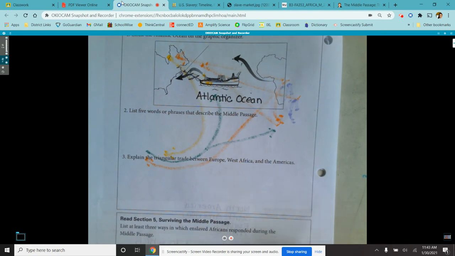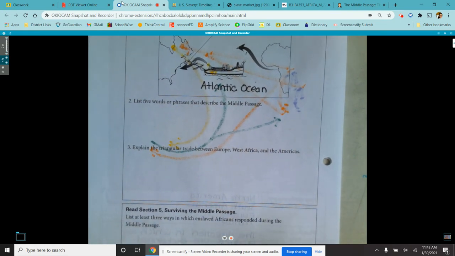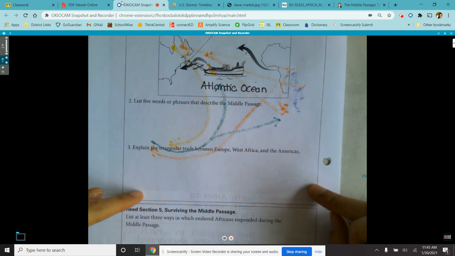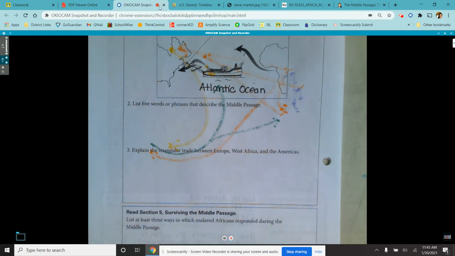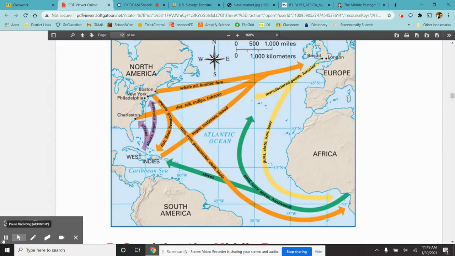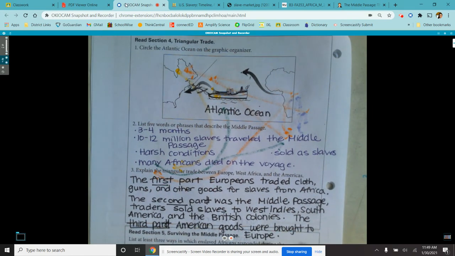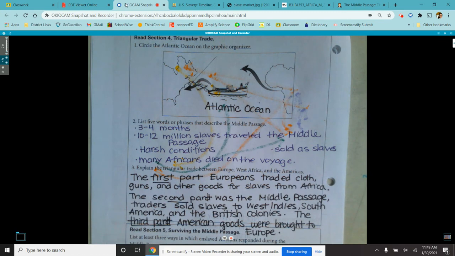List 5 words or phrases that describe the Middle Passage. Explain the triangular trade between Europe, West Africa, and the Americas. I think I'm going to jump to this question first, just because we just answered it on the previous page. It was more or less the same question. All right, 1 second. So our next part on the triangular trade is highlighting the Atlantic Ocean, right?